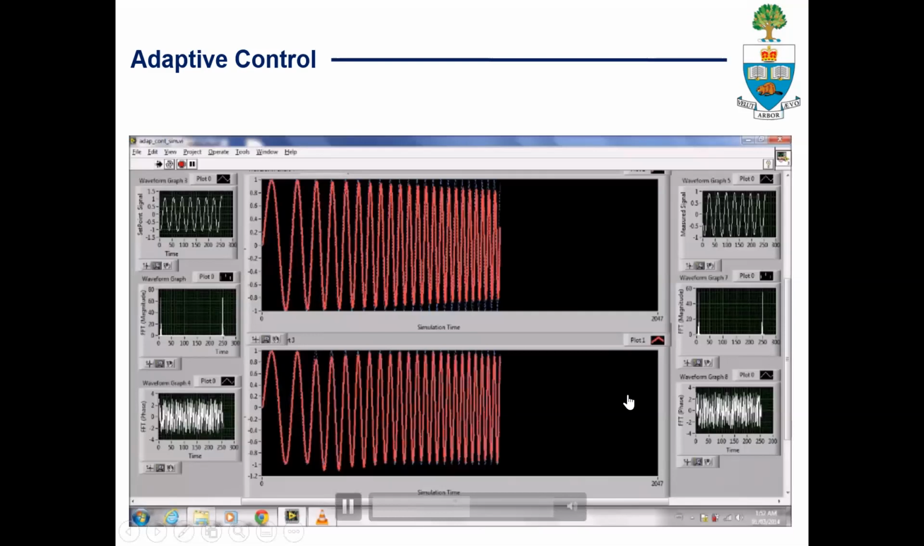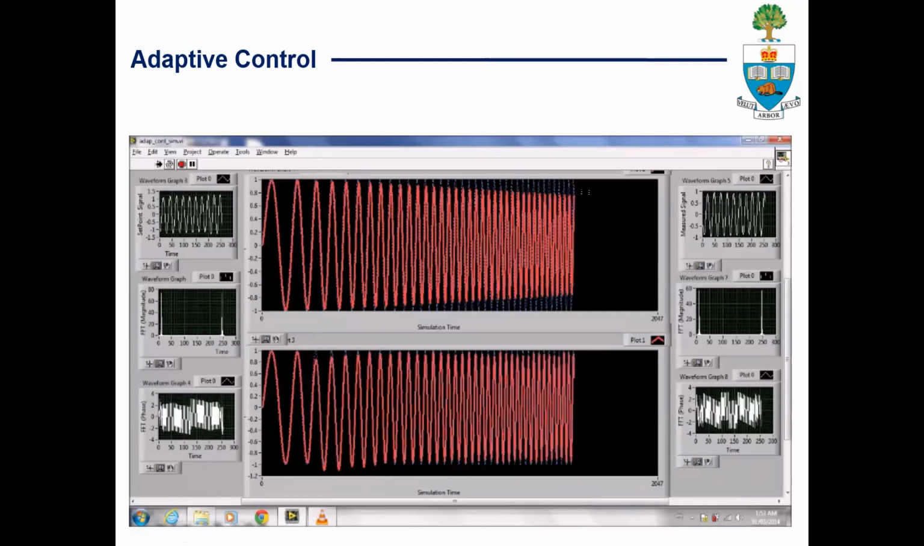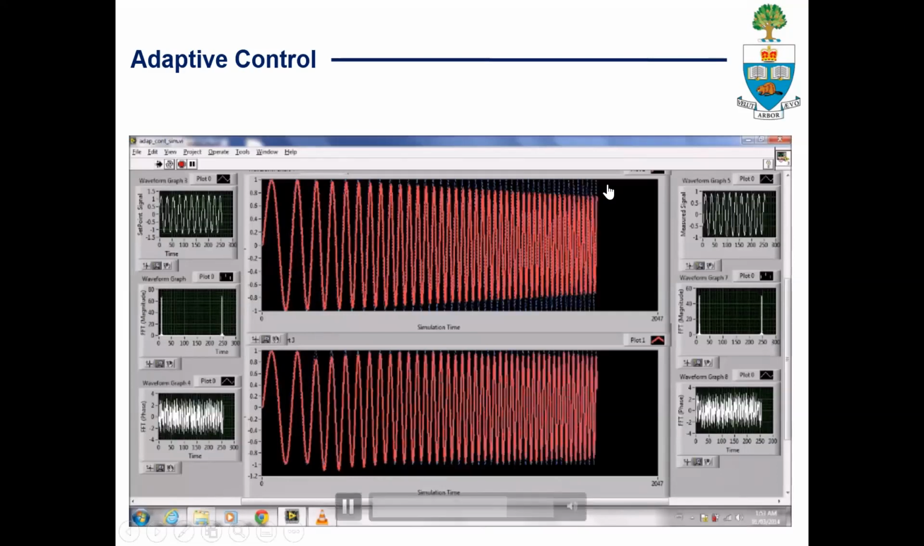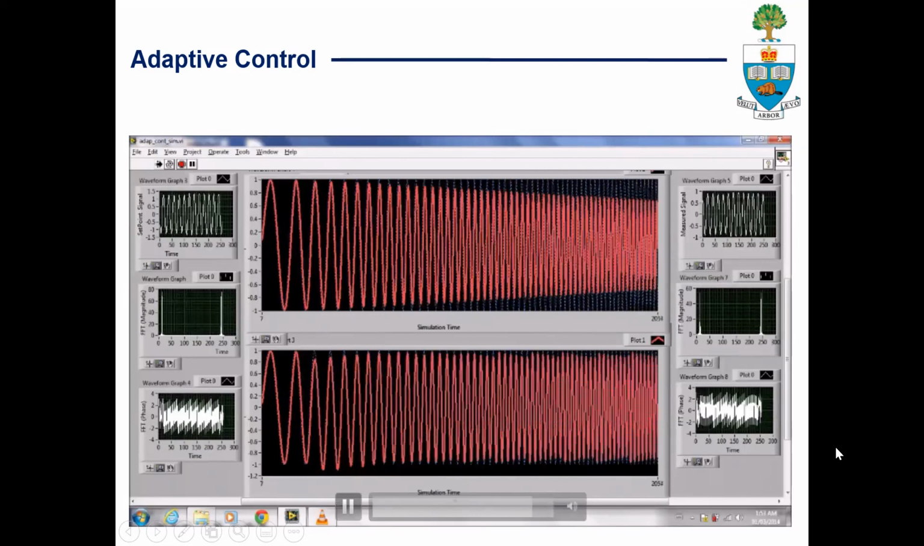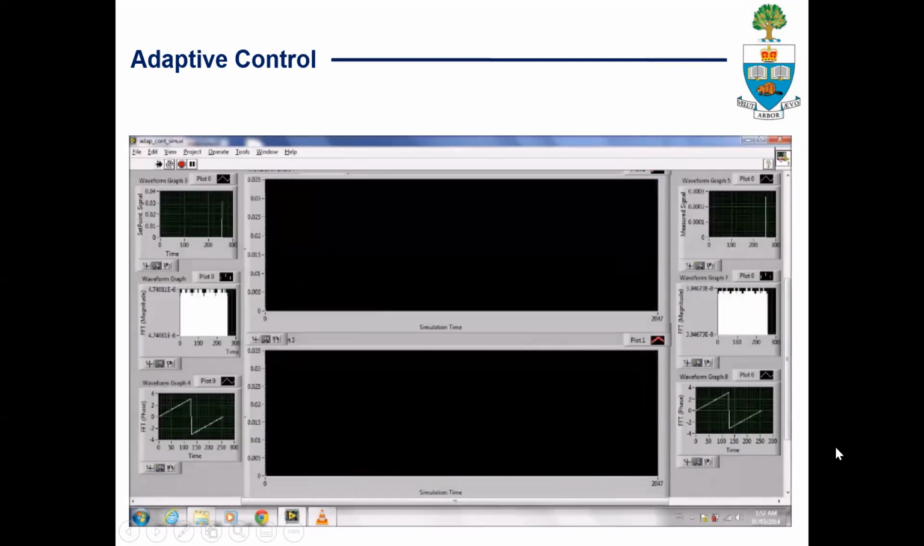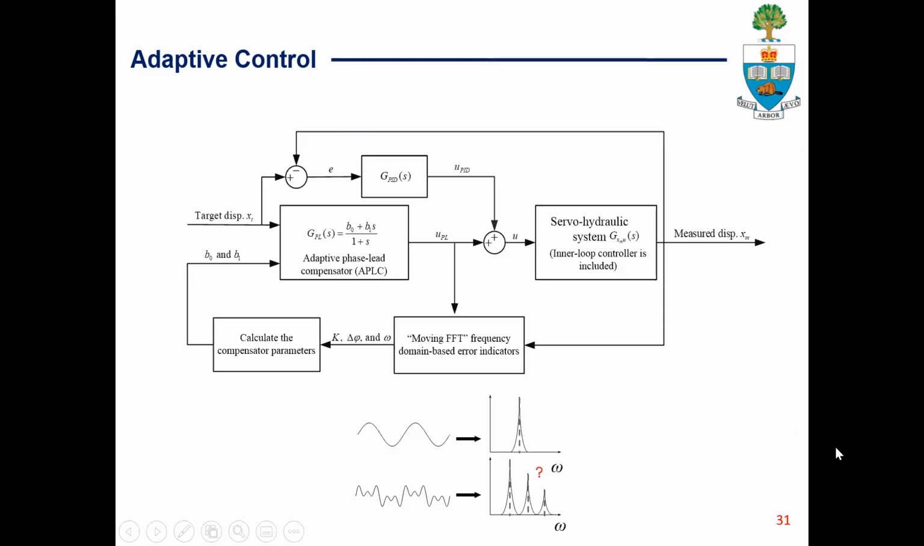We can see that as the input gets faster and faster, as expected, the bandwidth of the system is exceeded, and we start introducing more delay as well as amplitude error between the measured and command displacement, whereas the adaptive controller is able to make up for it.